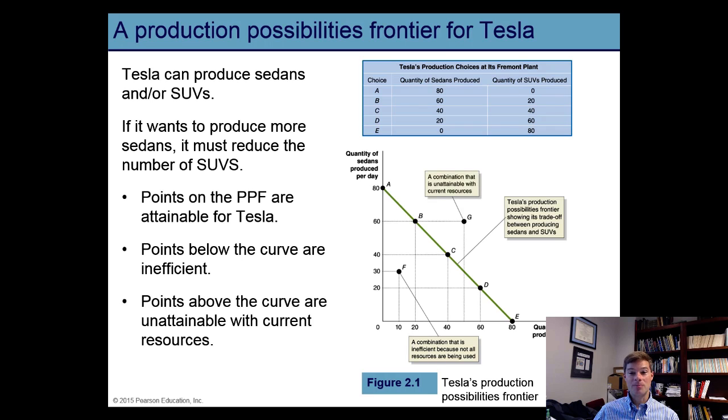Points outside the production possibilities frontier correspond to points that are not possible, points that are unattainable. For example, point G is very nice. It contains 60 sedans and 50 SUVs, but it's unattainable. It's outside of the production possibilities frontier. Tesla doesn't have the resources to get to that point.